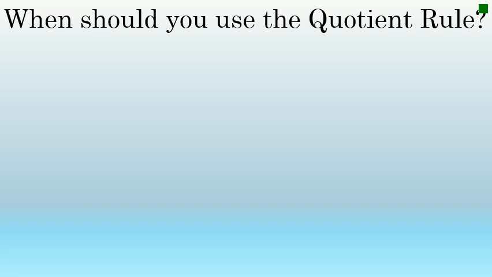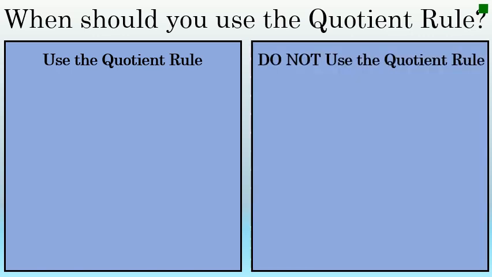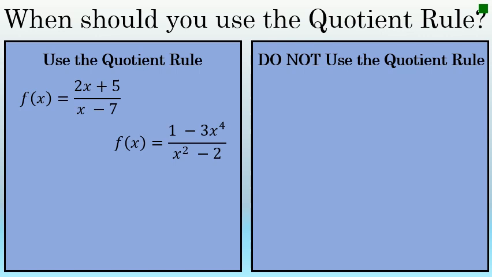Let's look at some examples of functions for which you should use the quotient rule, and some for which it would be better to not use the quotient rule. In general, when a function has multiple terms in the numerator and denominator, as is the case here and here, it is best to use the quotient rule to find the derivative.